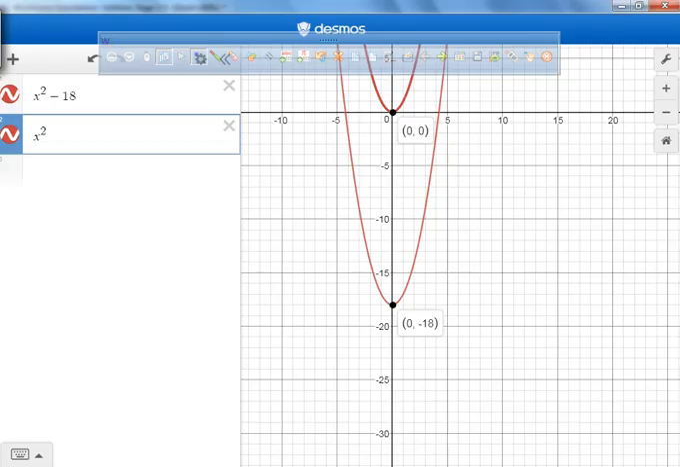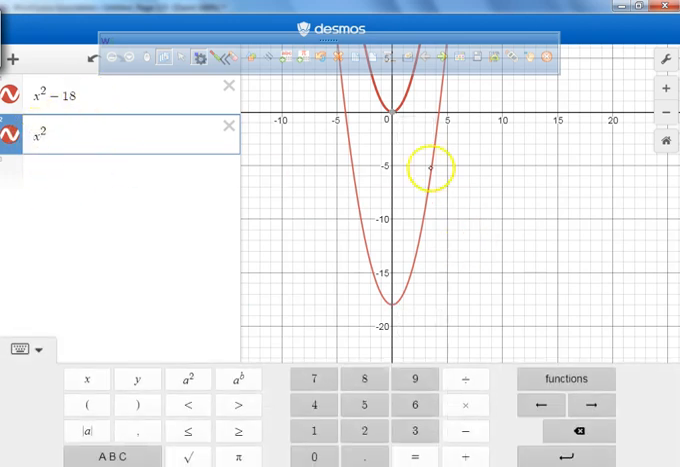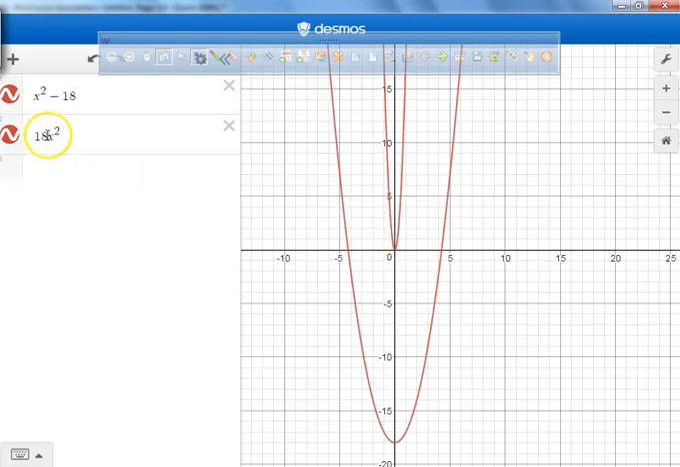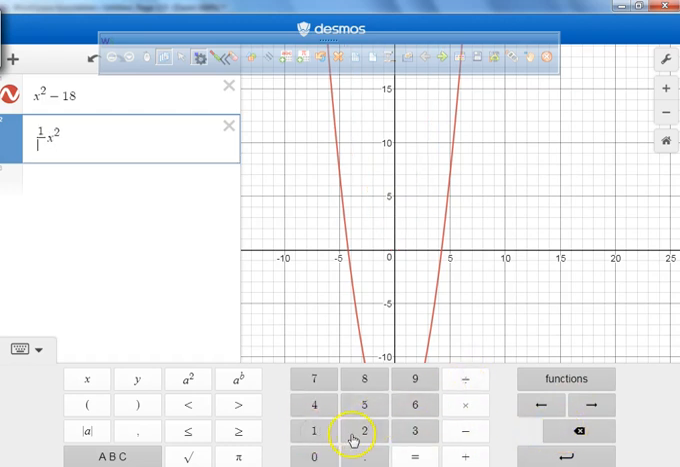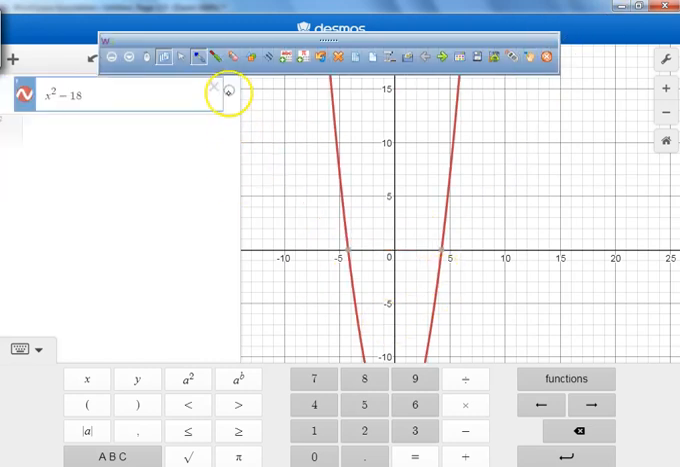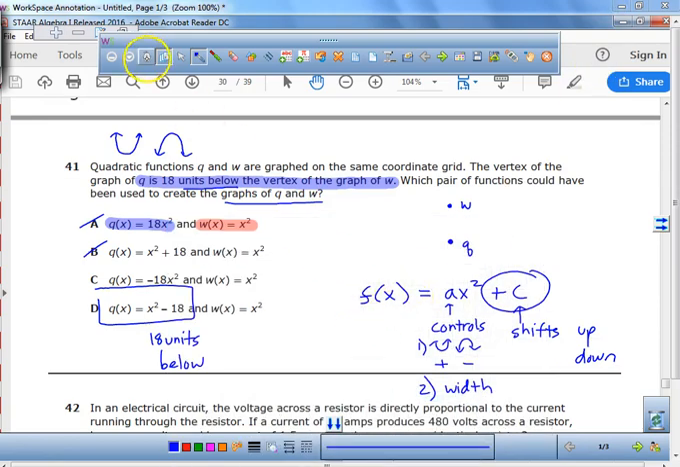Alright, so if I go to Desmos, watch what happens if I type in an 18. Look how narrow that is. A quick little example: if I said 1 divided by 2, what happened to the width? It got wider. If I said divided by 10, look how much wider it got. If I said divided by 15, it's even wider. So the smaller the number, the wider it gets. The bigger the number, the more narrow it gets. I'm going to go ahead and delete that. Let's go on to the next one.